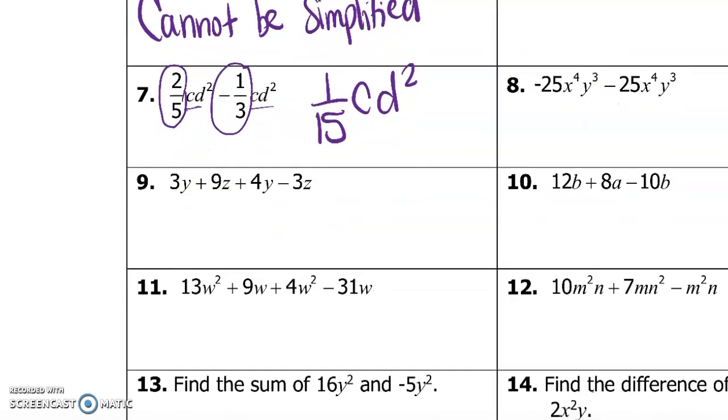Number 9, find things that match. We like things in alphabetical order. So we have 3y plus 4y gives us 7y. So you can cancel those out. And then we have 9z minus 3z. So 9 minus 3 gives you 6. So plus 6z. When you combine your like terms, if it's a positive, you put a plus sign. If it's a negative, you put a minus sign.